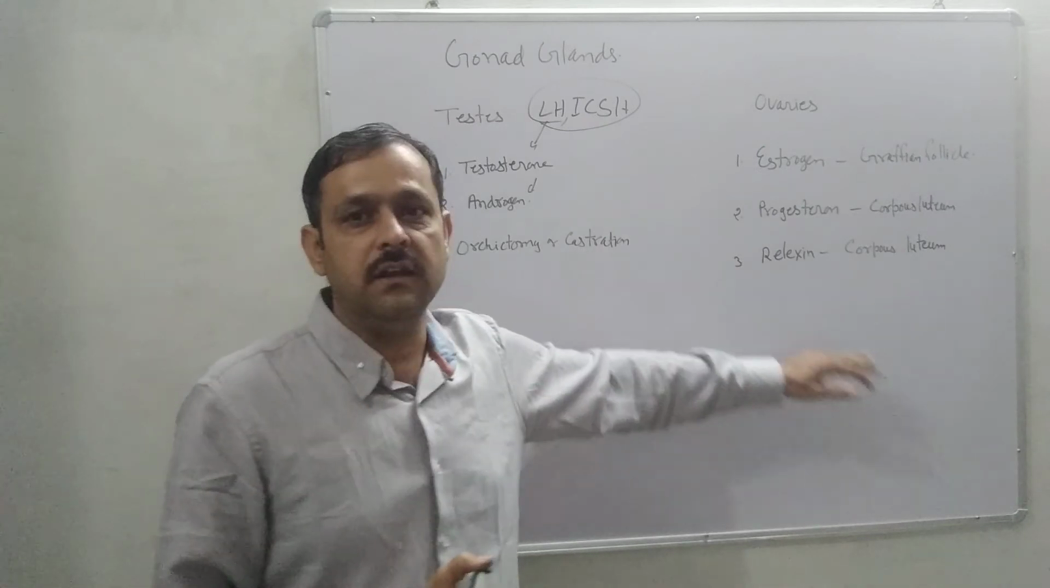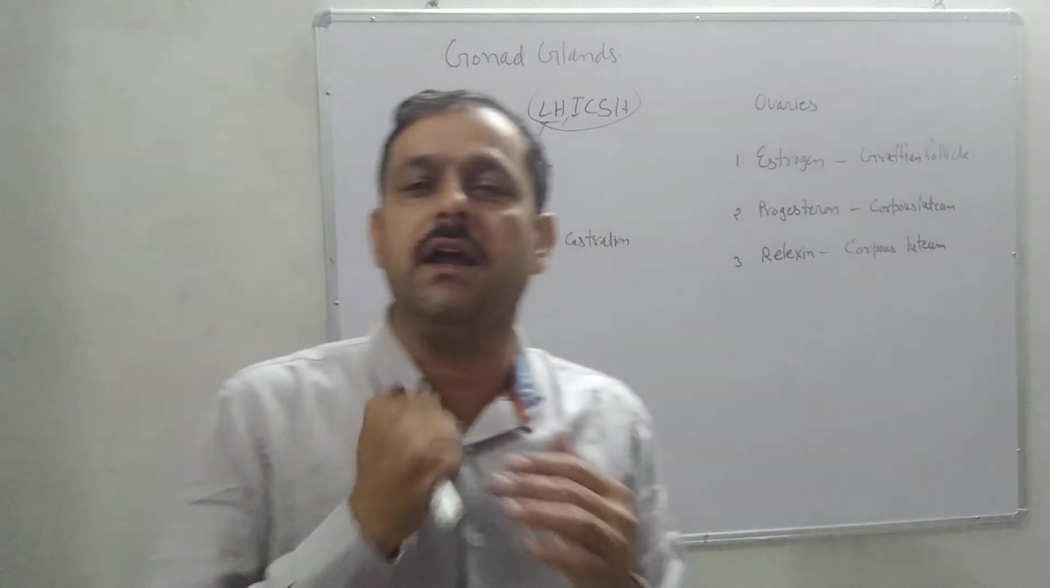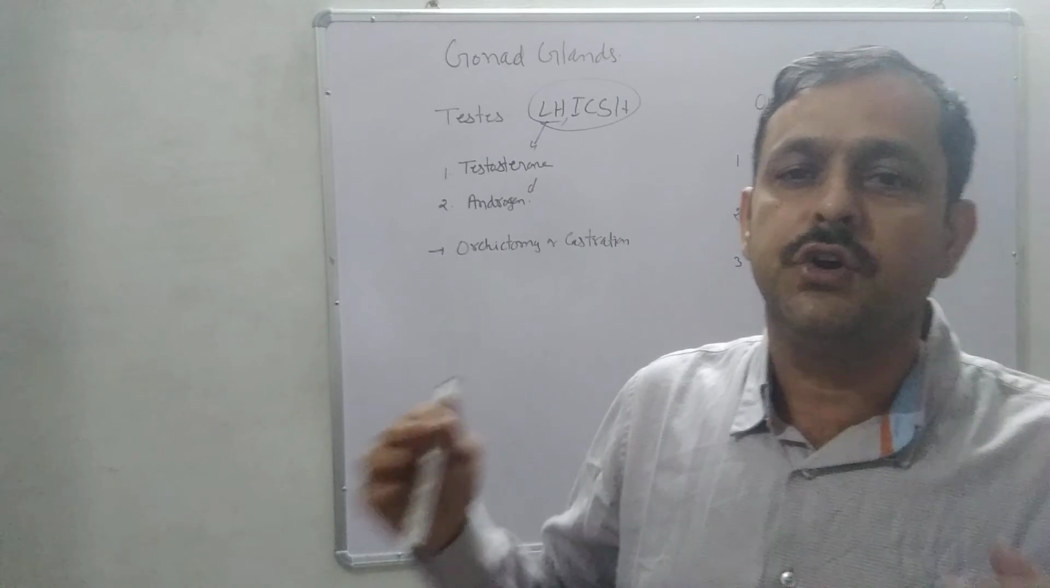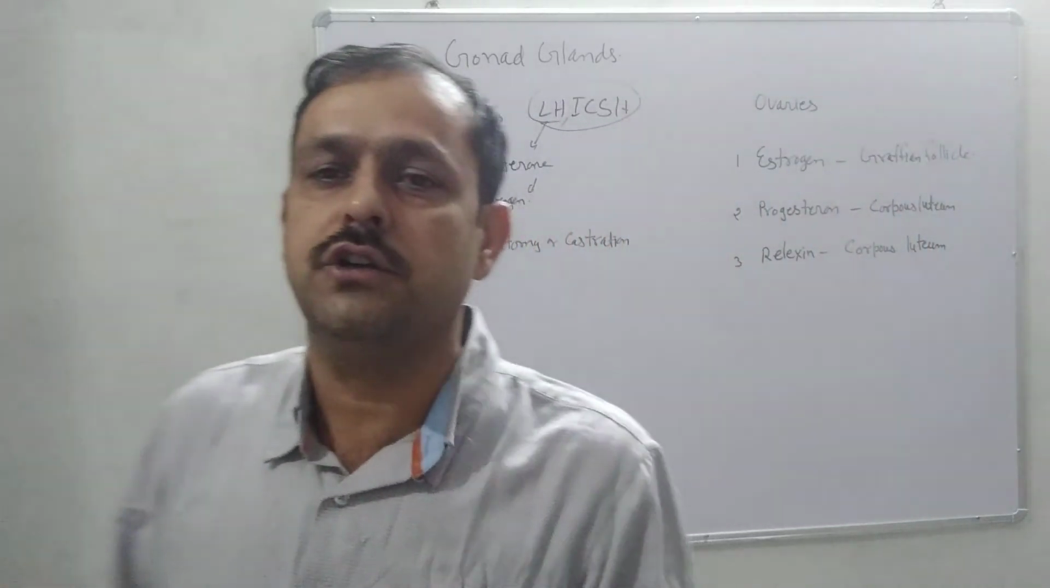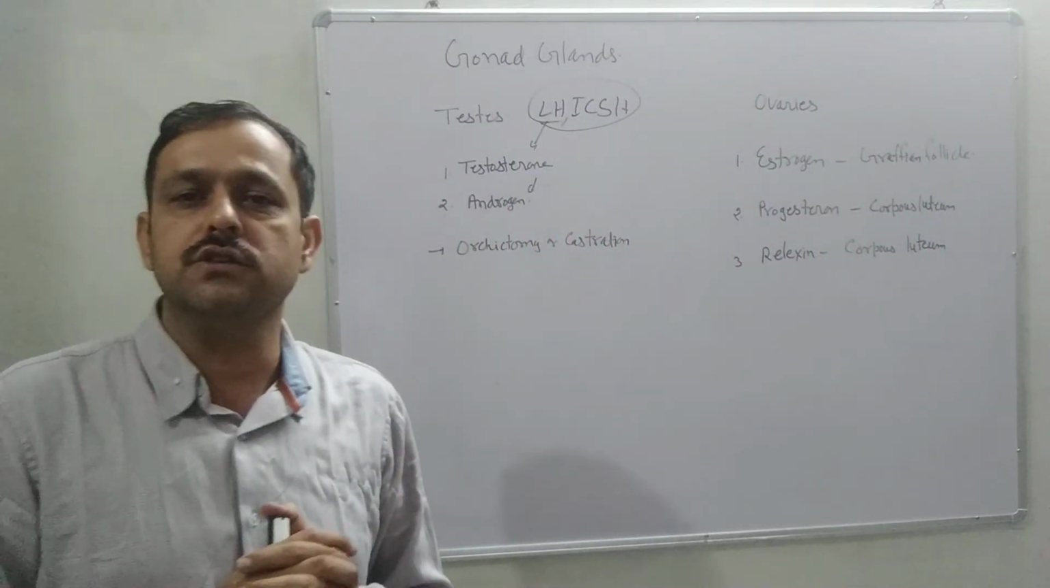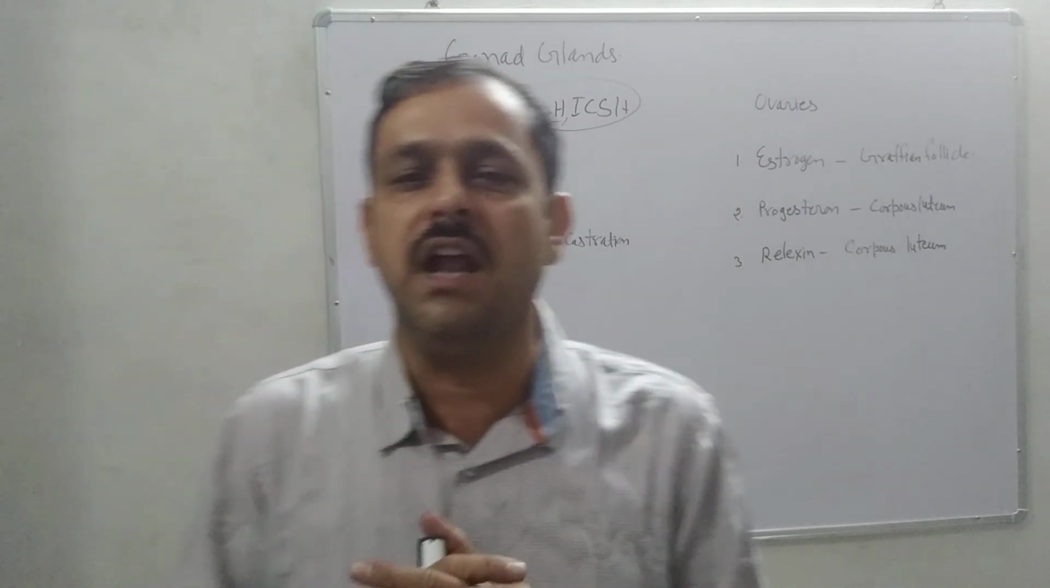Now, relaxin hormone is secreted by the corpus luteum and its function is to relax the pubic symphysis joint at the time of parturition. So this hormone is helpful in childbirth.